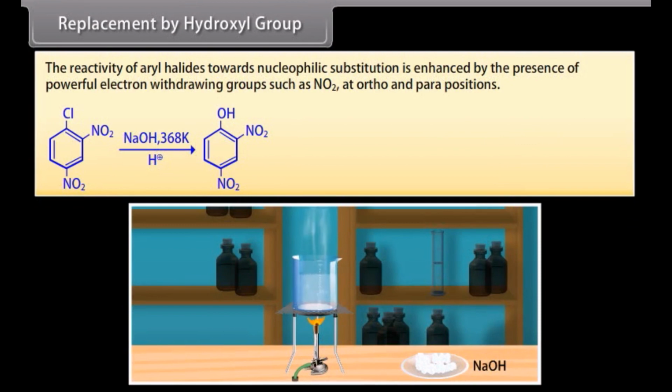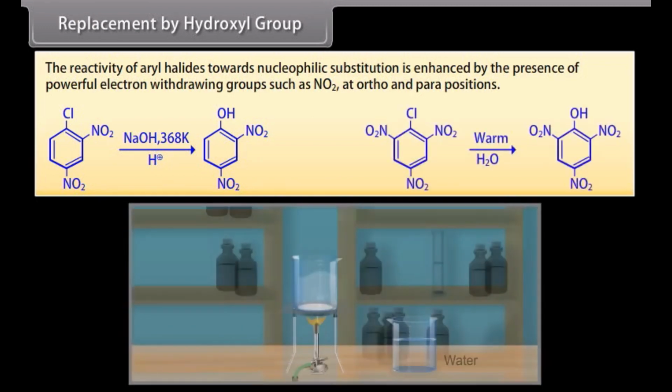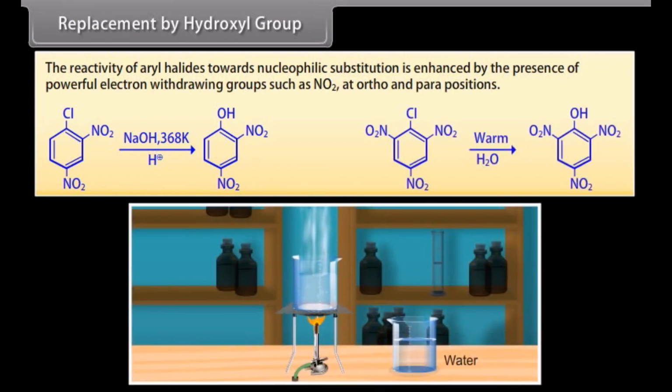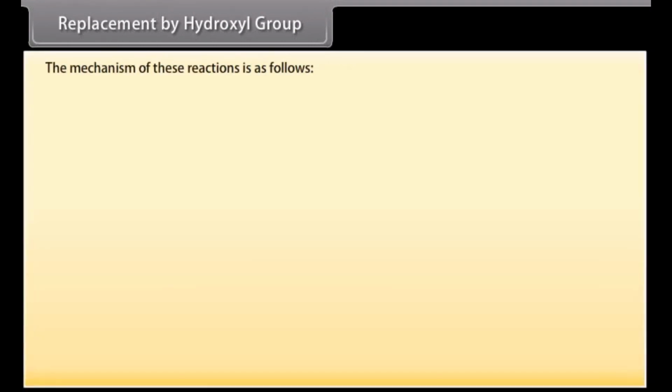The reactivity of aryl halides towards nucleophilic substitution is enhanced by the presence of powerful electron withdrawing groups such as NO2 at ortho and para positions. The mechanism of these reactions is as follows.